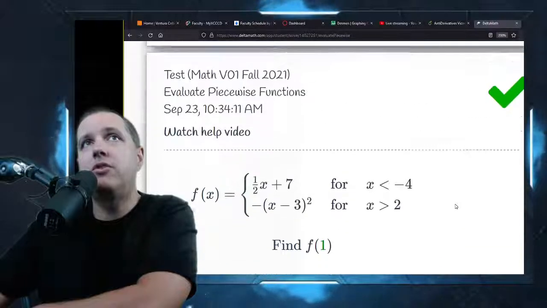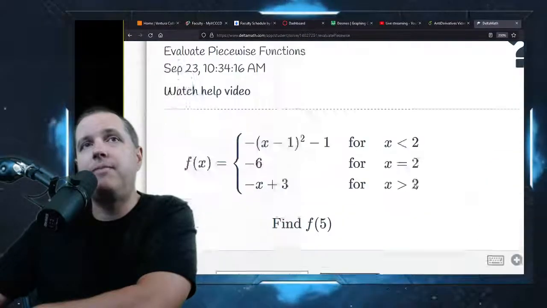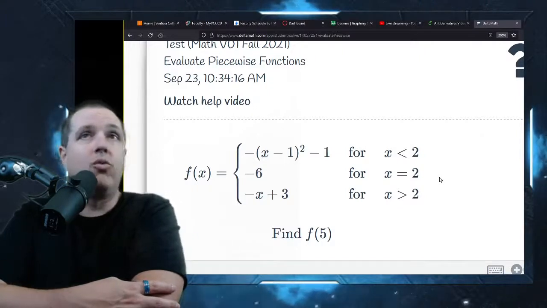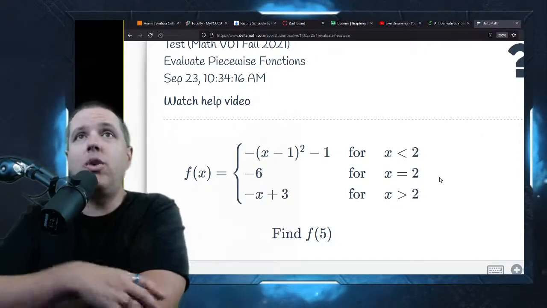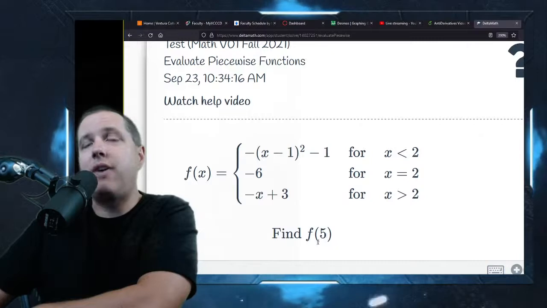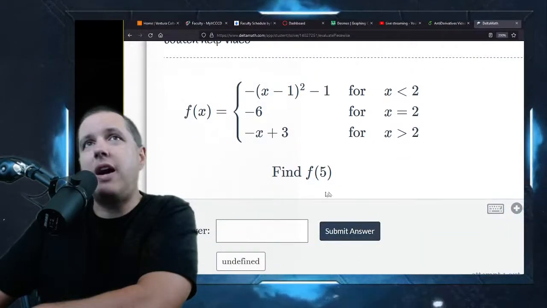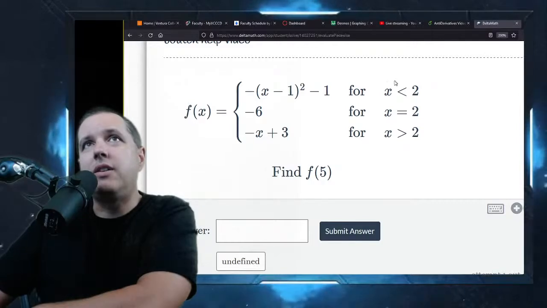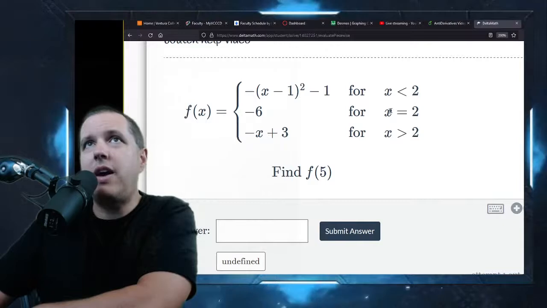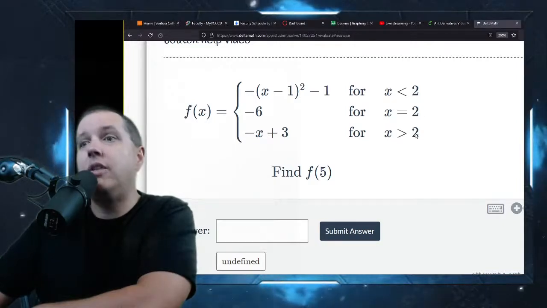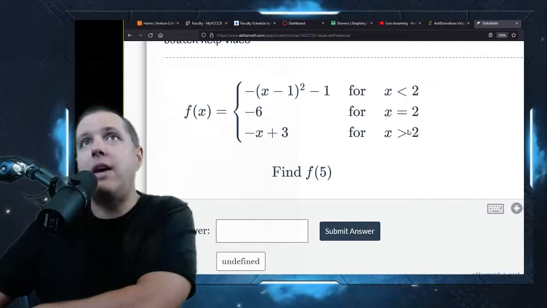Okay? Let's try another one where it's actually defined. Okay, here we have, wow, this one has 3 rules in it. 3 rules that we have to pay attention to, and we want when x is equal to 5. Okay, so when is x equal to 5? Let's see. Is 5 less than 2? No. Is 5 equal to 2? No. Is 5 greater than 2? Yes. Okay, so that means we're supposed to use the bottom rule here.